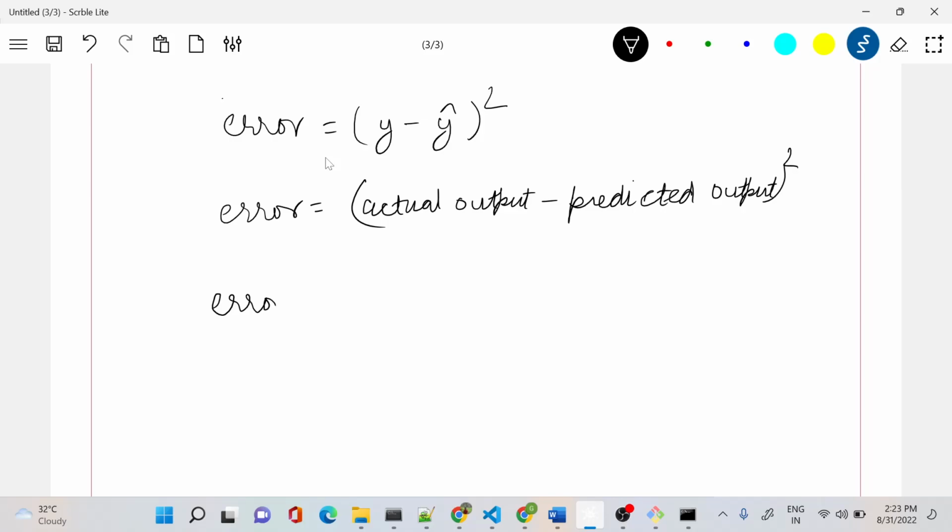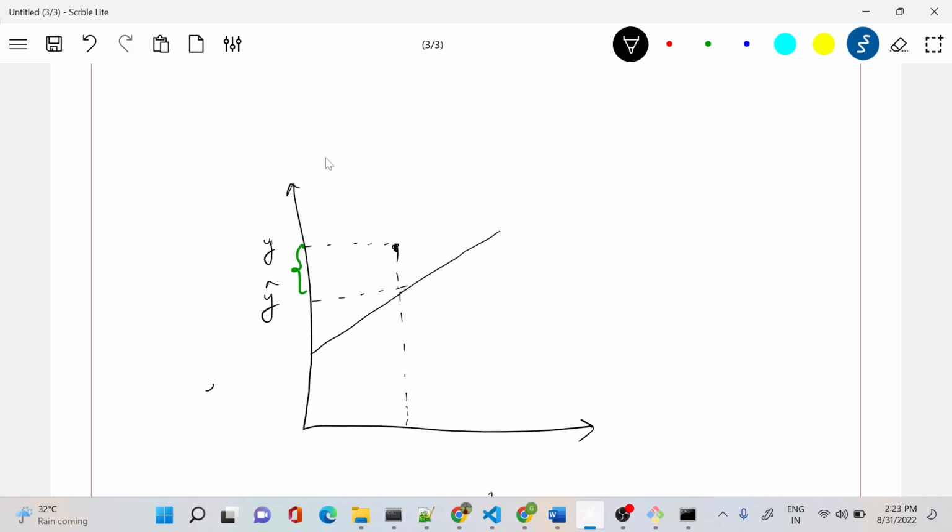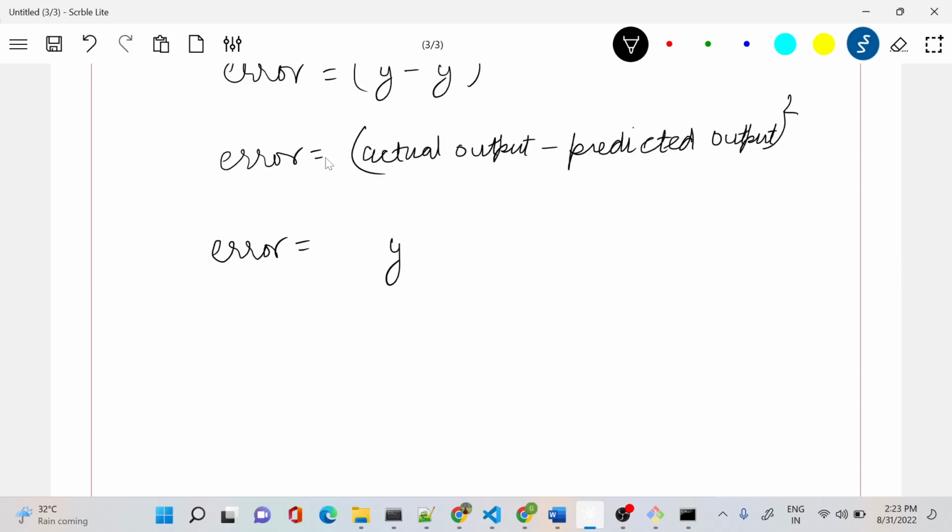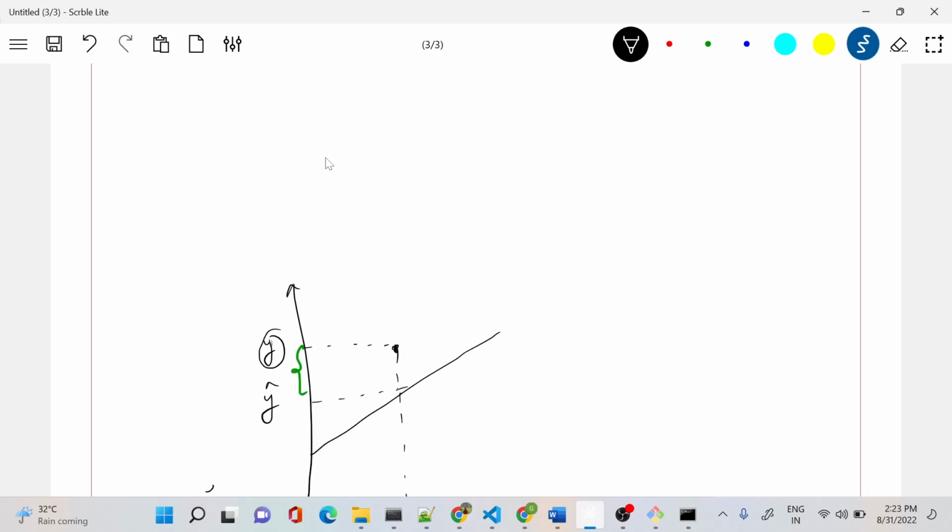If we break this down further, the actual output we have is y. If you can see from the graph, here is our y value. This is the actual value we have, and the y hat that we have is given by this line. This whole line is the predicted value, and its equation is y hat equals mx plus c.